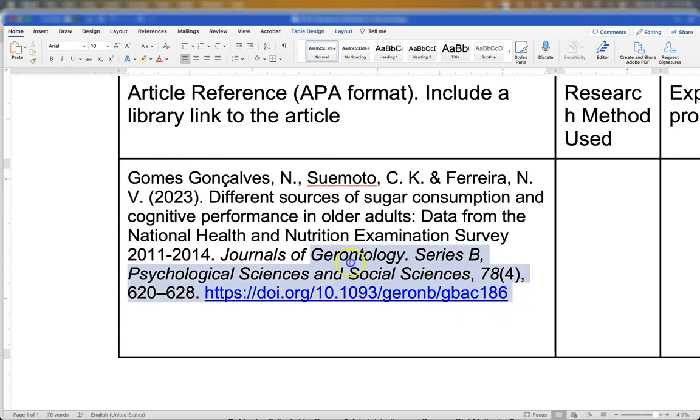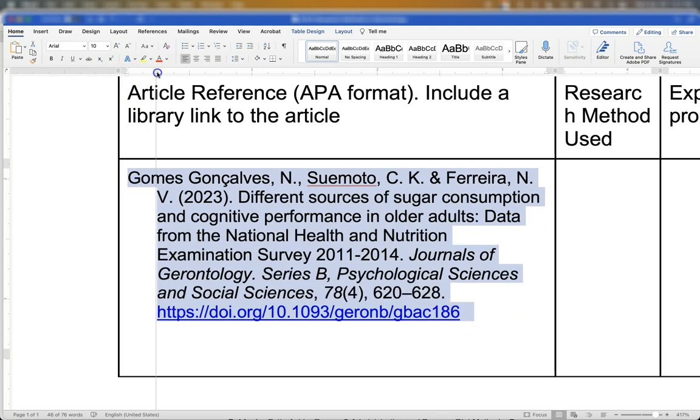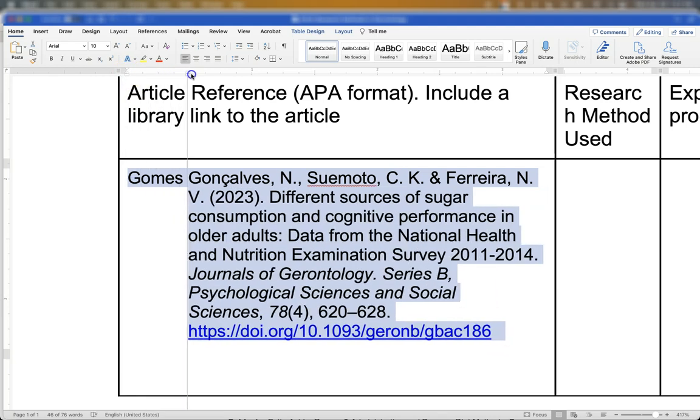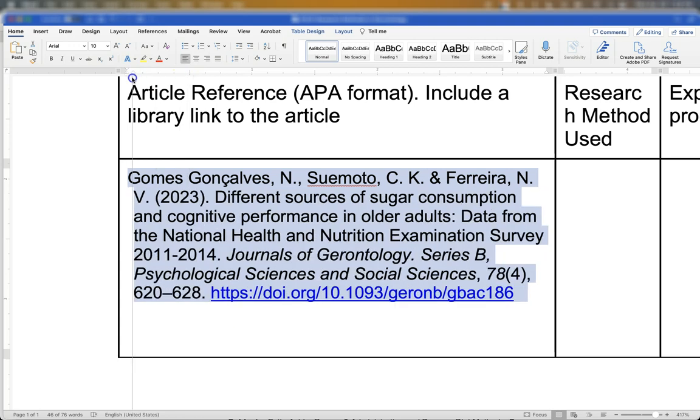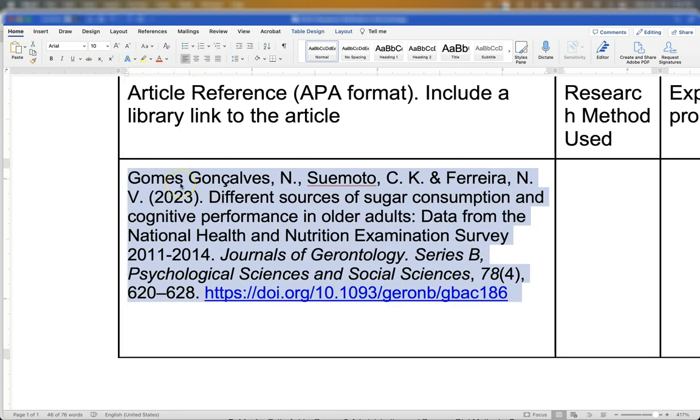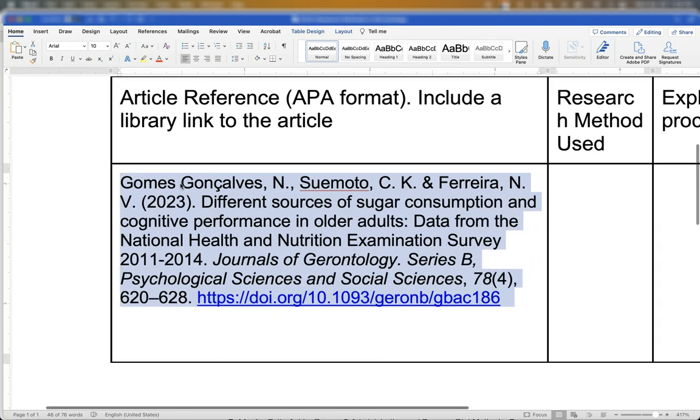So that's a reference. If we're going to be extra specific, we'd want that to be indented a ½ inch for every line past the first, but that's usually not something we include in the table because it takes extra space. But if it's in your reference list, you would have that hanging indent.